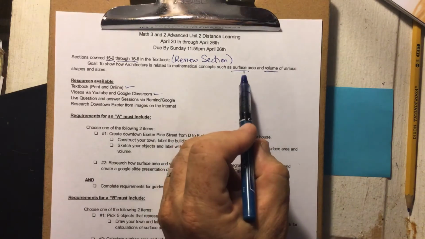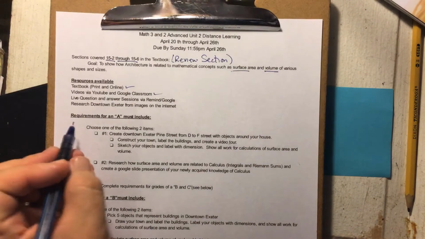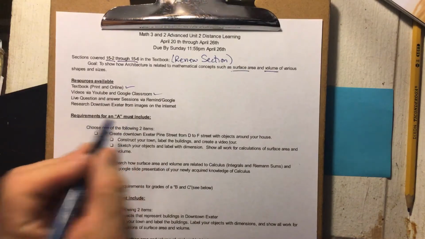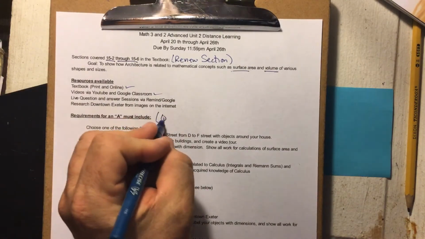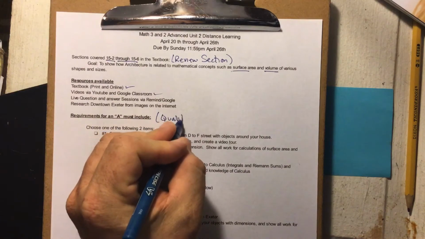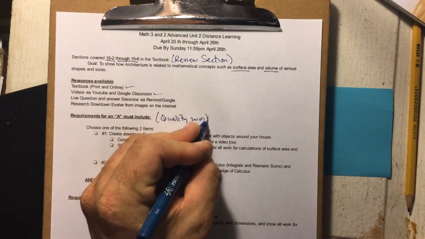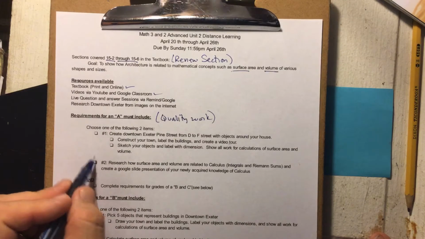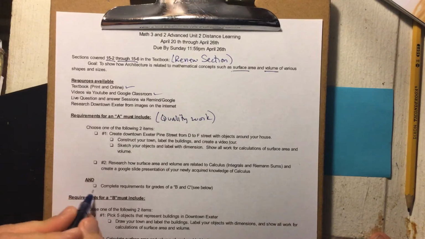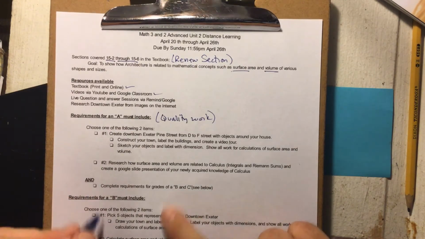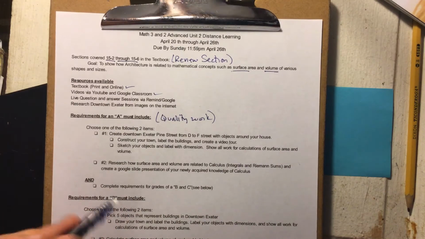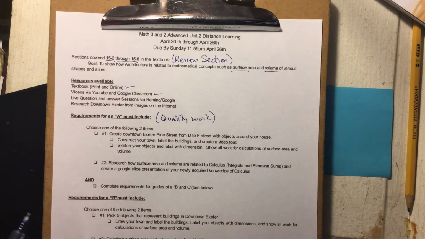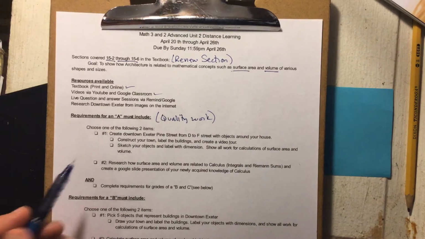Okay, so again, we're doing surface area and volume. Let's go over what the requirements for an A must include. Remember, it doesn't matter what level, we still need quality work, guys. You can't just throw something together and expect to get credit for this stuff. So make sure that you are doing quality work. Make sure that you do one of these two and the requirements for a B and a C. We'll talk about that here in a second.